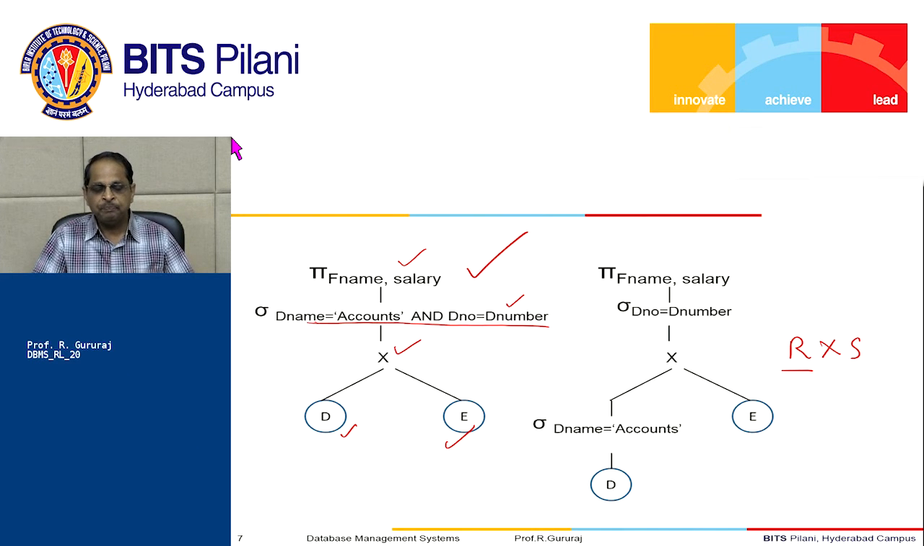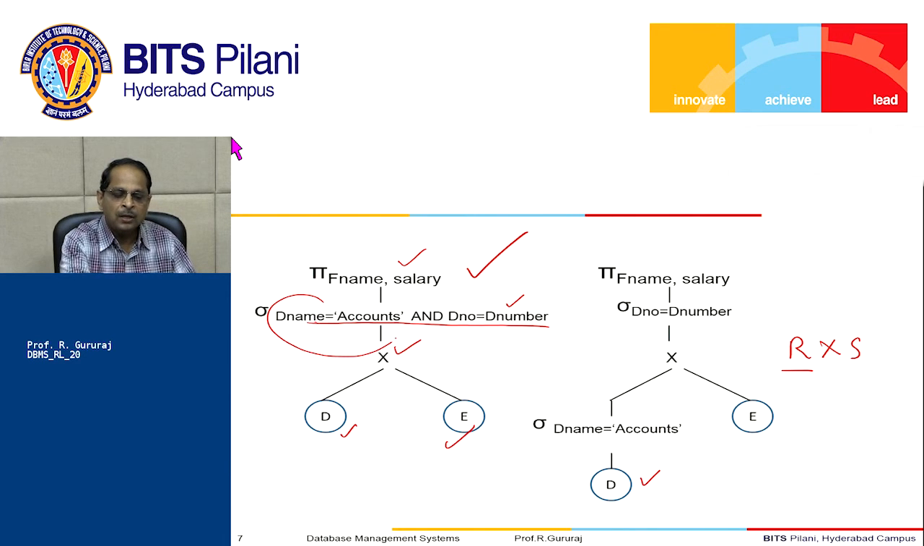And not only that, in the intermediate result, if I can eliminate the tuples which are not relevant with the operations or the result, then the size of the intermediate results can be reduced and the performance can be improved. What kind of tuples do I need from the department table in this query execution? I am concerned with only those tuples where the dname is equals to accounts. Hence, now what I will do is, whatever selection on this condition, that is dname is equals to accounts, I am performing after the Cartesian product operation.